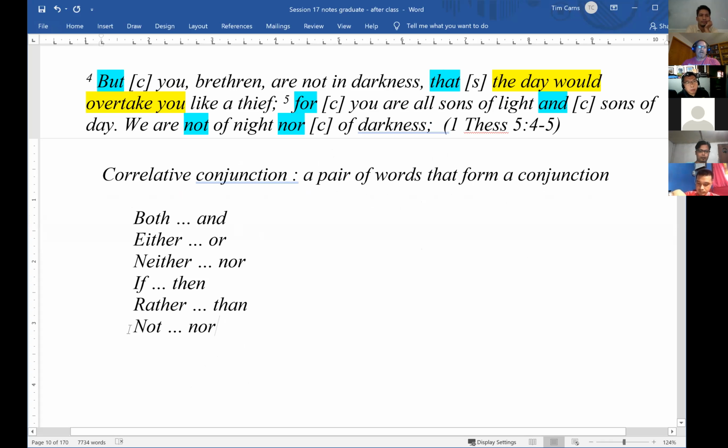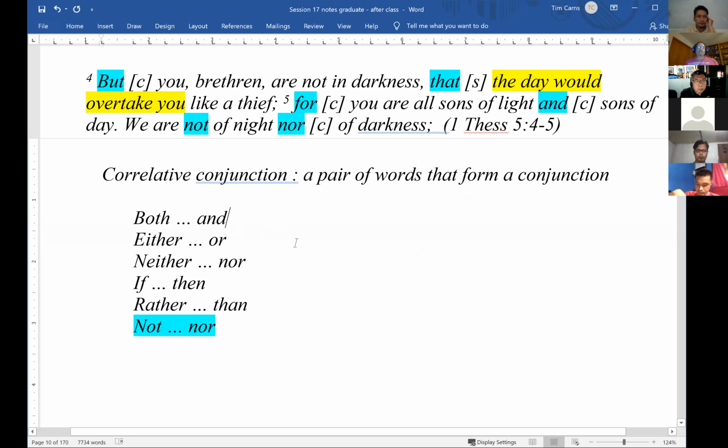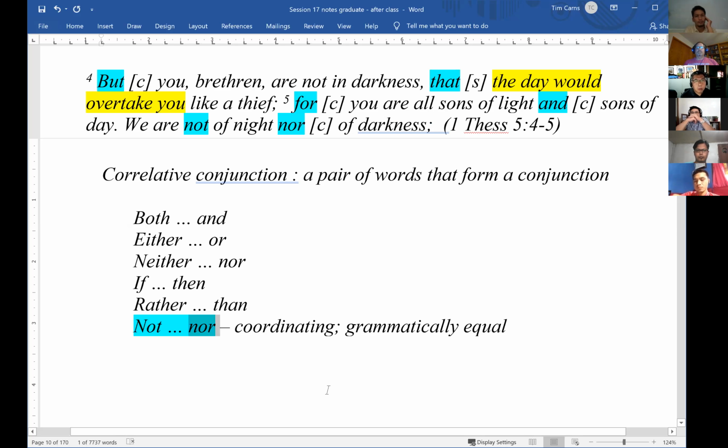So, for example, this not nor that we see here, how do you think it's functioning, Pastor Manny, as a subordinating or coordinating conjunction? I think they're grammatically equal, Pastor Tim, so it's coordinating. Yes, it's coordinating. Excellent. One, they're grammatically equal, but also, two, the word nor is a coordinating conjunction.